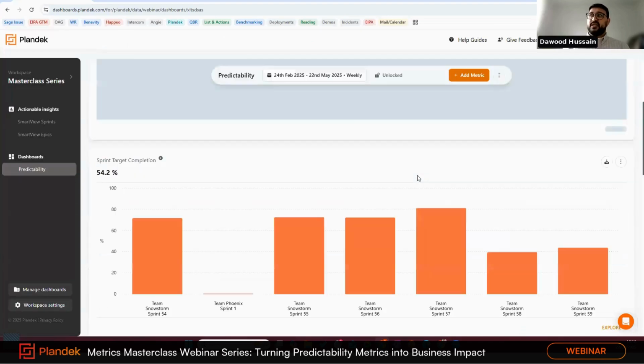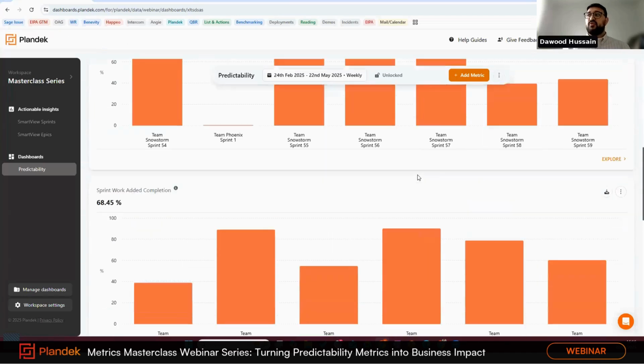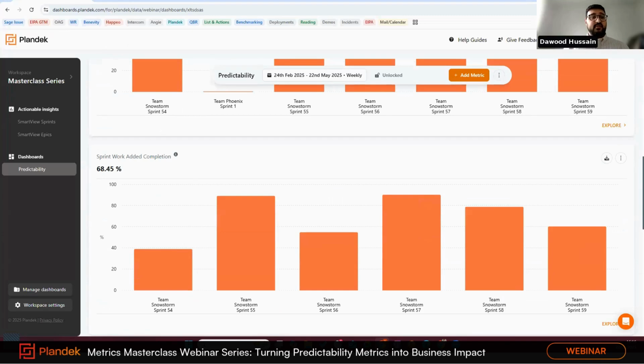And we actually have another metric if I scroll further down called work added completion. Now this one's important too. We're essentially coming in here and saying, okay, when we change the plan mid sprint, do we finish the work that we add?